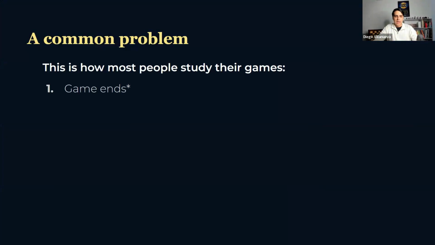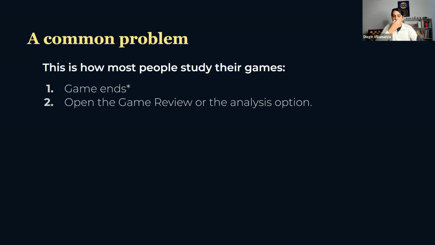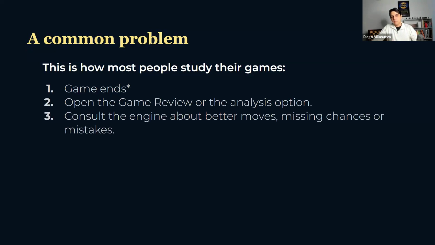So let's say that the game ends, you finish your game. It doesn't matter if you win or lose. You might want to take a look at the suggestions of the engine. So you turn on the engine, you open the game review or the analysis option, and you start your analysis. And basically most people use this approach, and that is consulting the computer about better moves, about missing chances or mistakes.